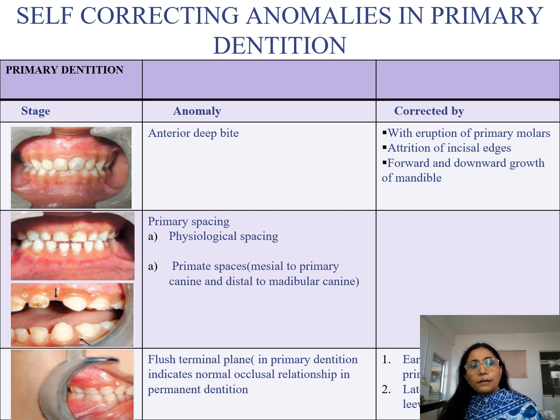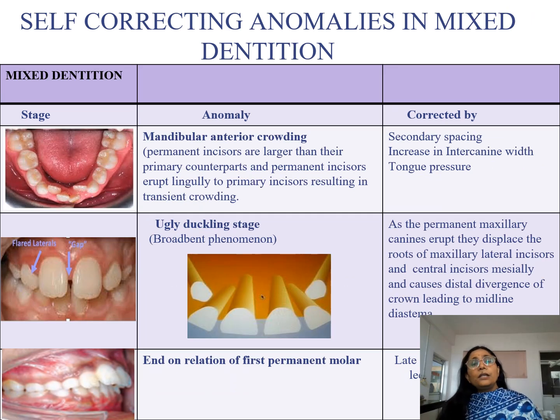Flush terminal plane. The presence of a flush terminal plane in primary dentition indicates a normal occlusal relationship in permanent dentition, and this condition is corrected with early mesial shift and late mesial shift. The various self-correcting anomalies in mixed dentition are mandibular anterior crowding, ugly duckling stage, and end-on relation of first permanent molar.